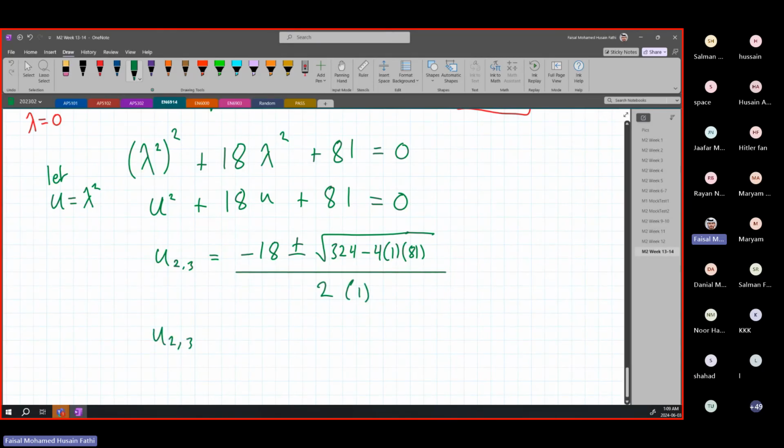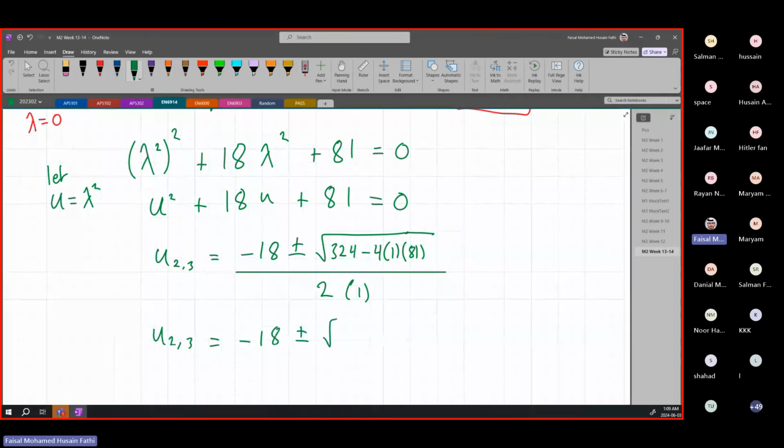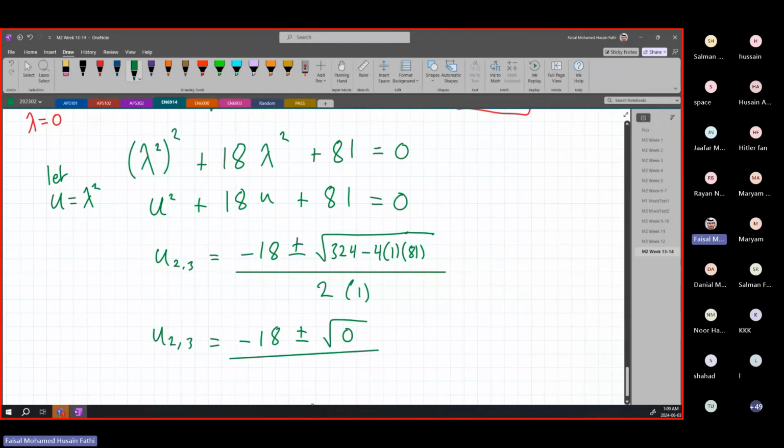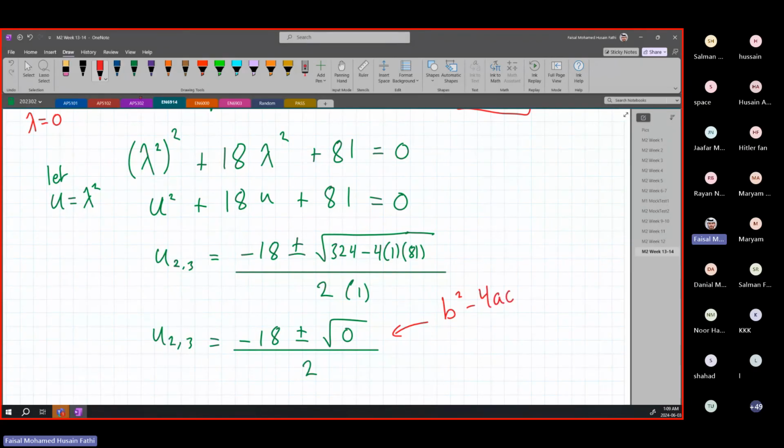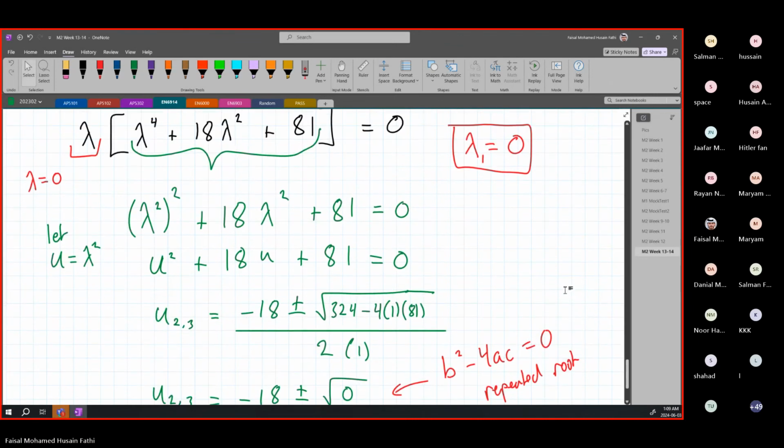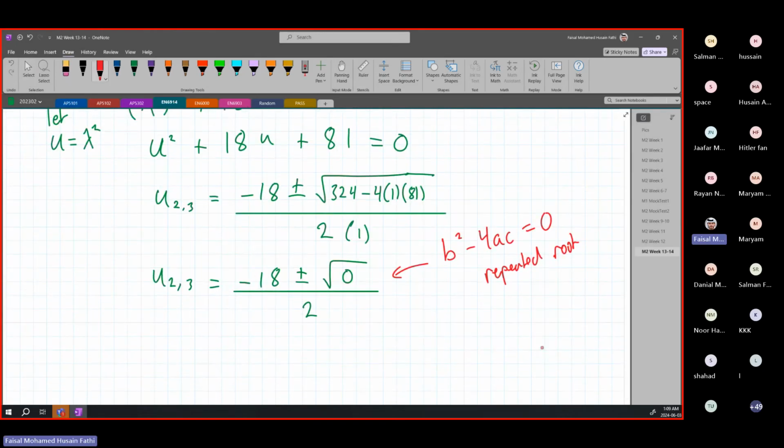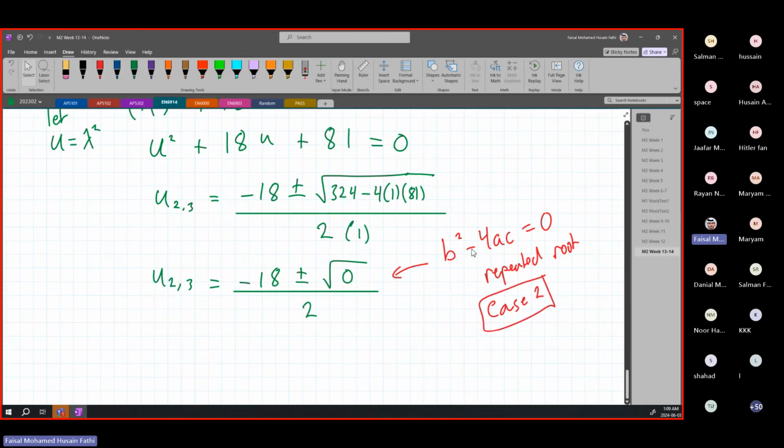Meaning u23 is going to be equal to minus 18. If you do this calculation, you're going to get plus or minus square root of 0, and divided by 2. What does this mean? Remember, this was b squared minus 4ac equals 0. That means repeated roots, right? Case 2, if you remember, from previously. So this is repeated roots.